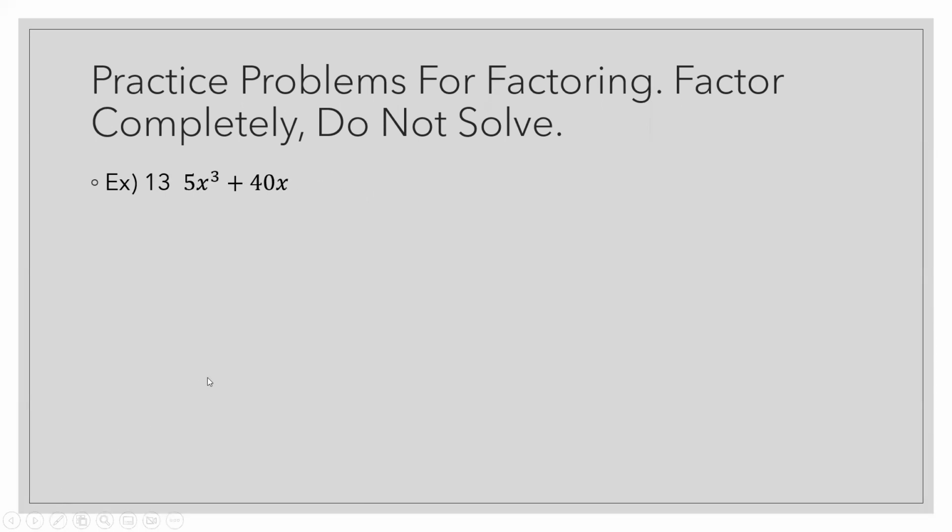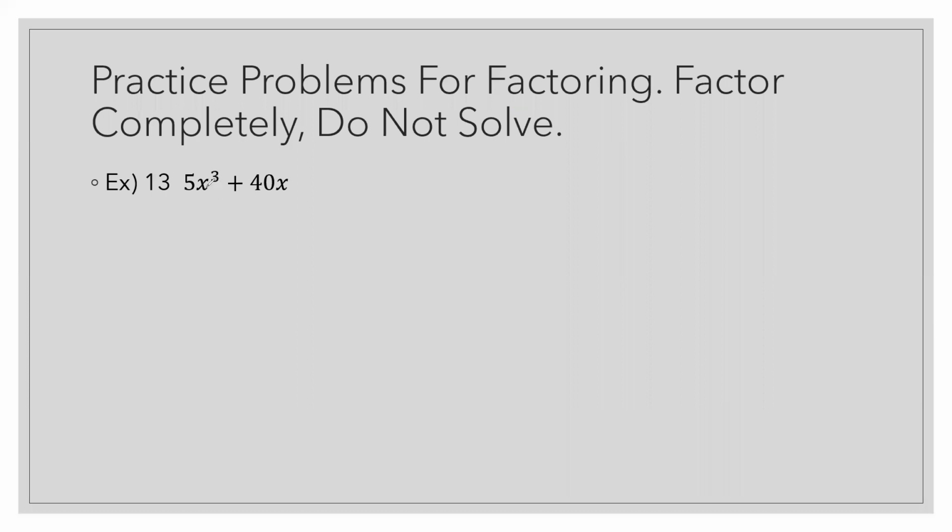So on example 13, we have 5x cubed plus 40x. There are two terms, there's a plus in the middle, so we can't really do simple factoring or even bottoms up, because our power is 3, right? So it wouldn't have worked. But what could we do? Could we take out a GCF?